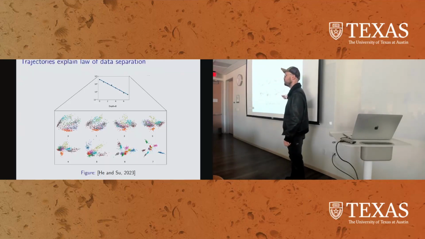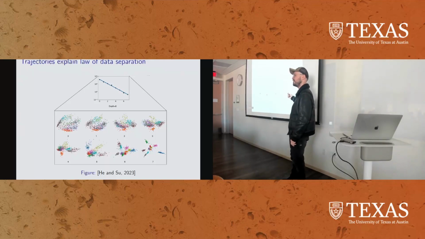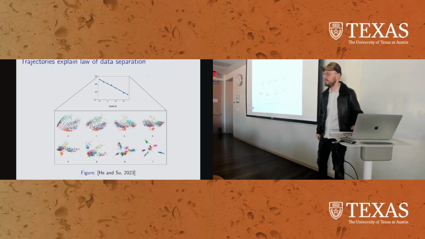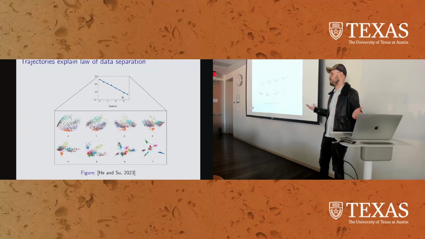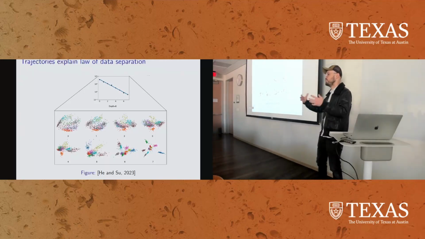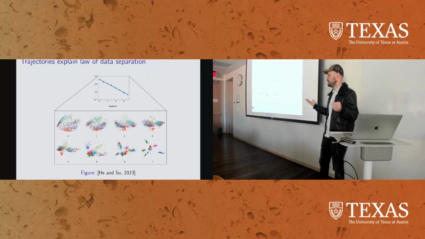And so you can actually quantify how collapsed the classes are through some kind of a metric, and you can track that as a function of depth. And you see that there's this beautiful power law that emerges. The question is, why is this power law emerging? Why do you see that the rate at which the model is collapsing the different classes is so predictable?